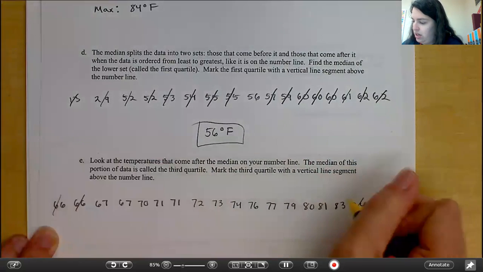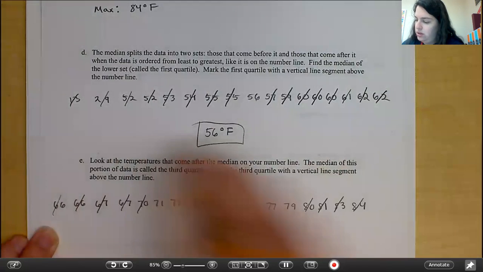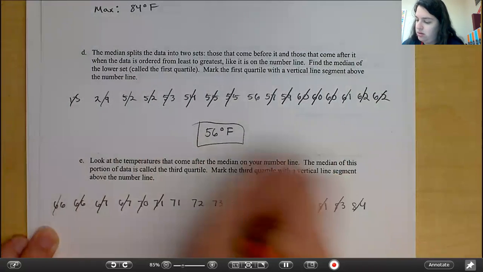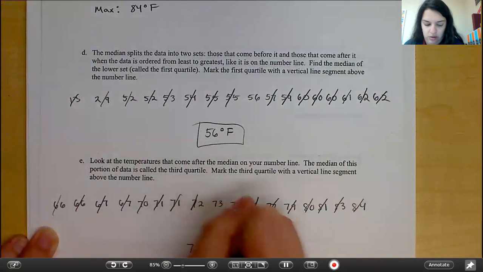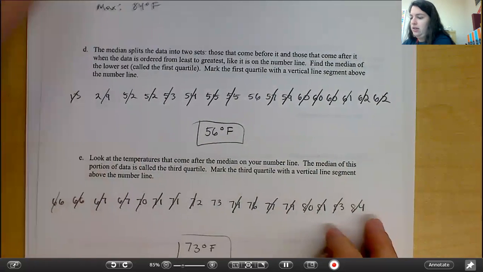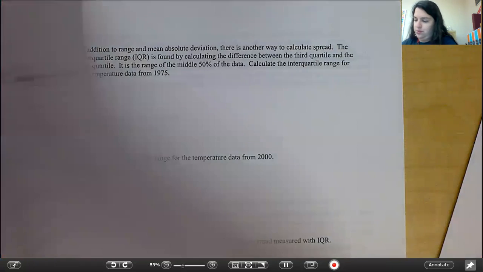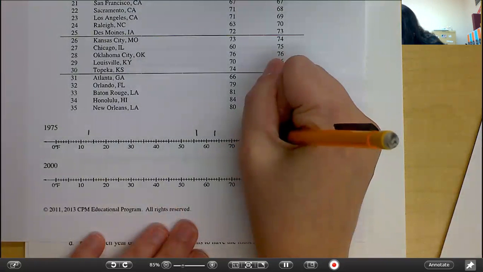And again, find the median. Lowest, highest, lowest, highest. Continue following that pattern until you have one left, and it's 73 degrees Fahrenheit. So I'm going to go back to my resource page now and mark a line at 73 degrees.